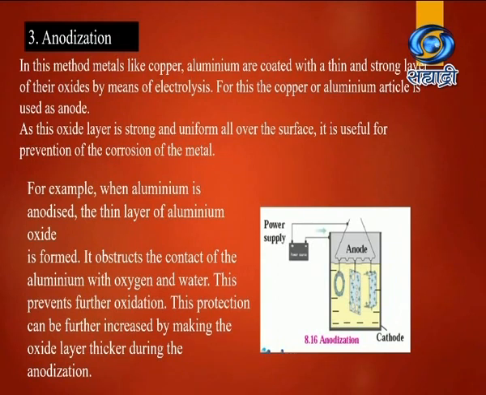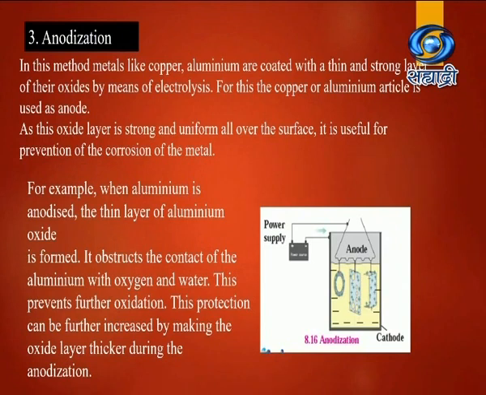The next method is anodization. In this method, metals like copper and aluminium are coated with a thin, strong layer of their oxides by means of electrolysis. For this, the copper or aluminium article is used as anode. As this oxide layer is strong and uniform all over the surface, it is useful for prevention of the corrosion of the metals.